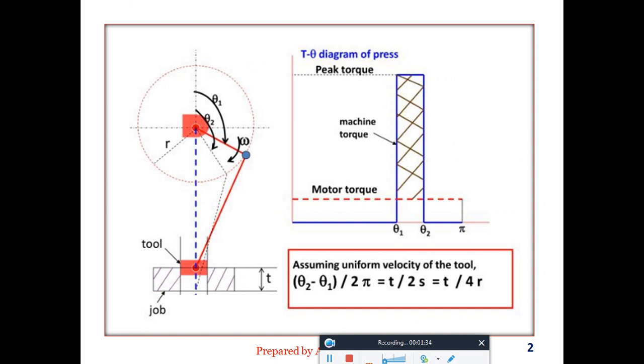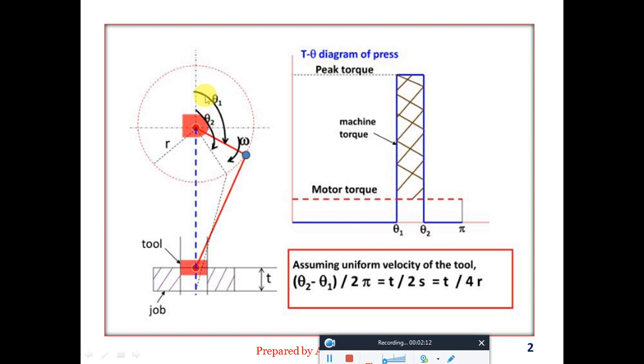This is the schematic representation of a flywheel, where R denotes the radius of the flywheel, and theta 1, theta 2 are the initial and final positions when you measure a certain angular speed, omega. And this is a tool and the job. The tool has to enter and do some operation on the job. When you give the load, there happens a fluctuation of energy, and because of that a fluctuation of speed happens. So to avoid the fluctuation, we are going for this particular flywheel.